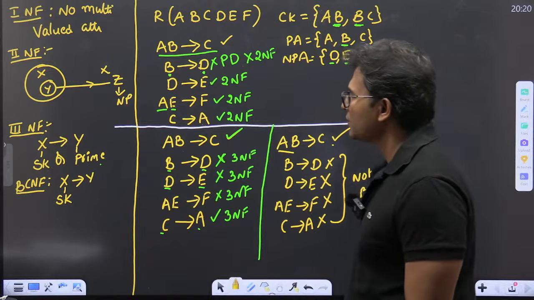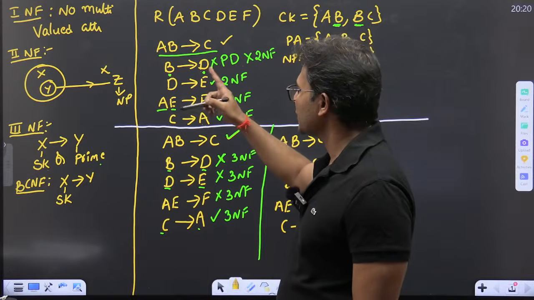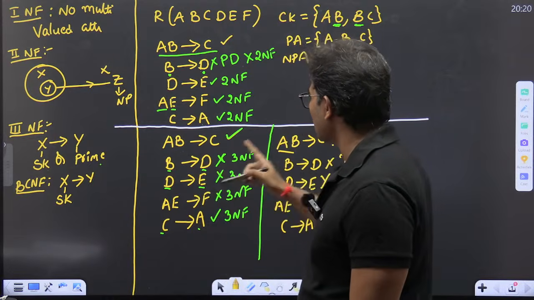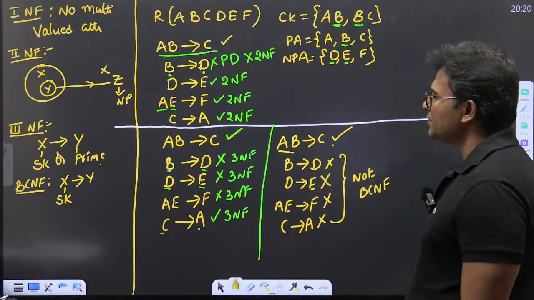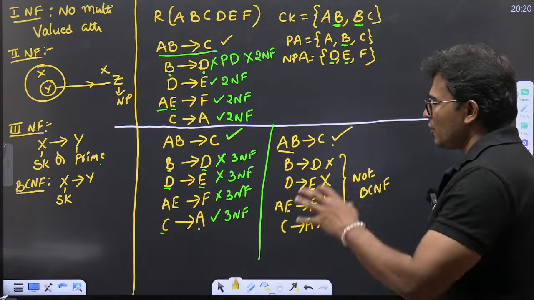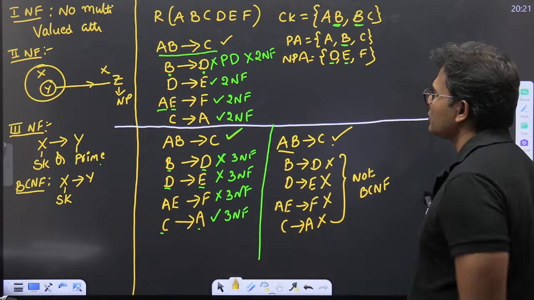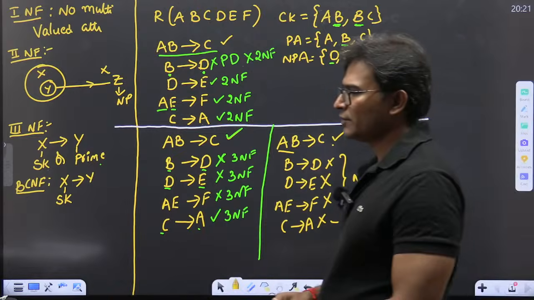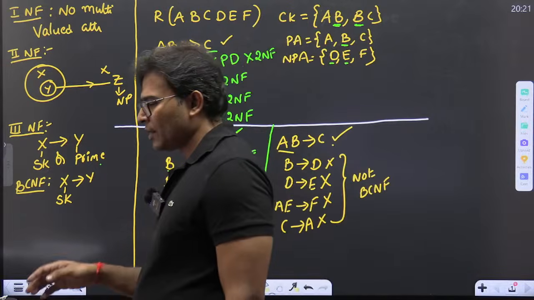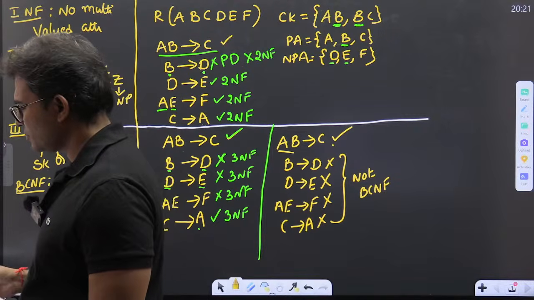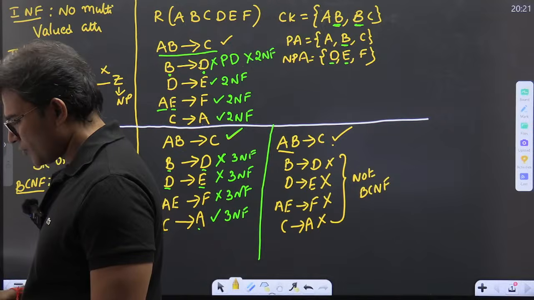So what we have done here, we have checked second normal form, then third normal form, then fourth, then BCNF. But you have to go in reverse order if the question is about what is the highest normal form. How to solve the questions?